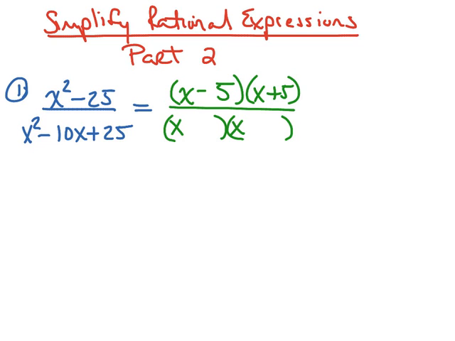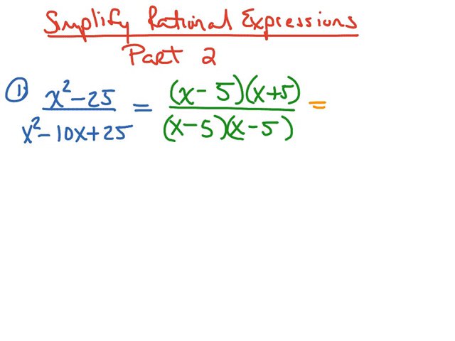In this case, those two numbers are negative 5 and negative 5. Because negative 5 times negative 5 would give me a positive 25, and a negative 5 plus a negative 5 would add up to a negative 10. Therefore, these are the factors of x squared minus 10x plus 25.